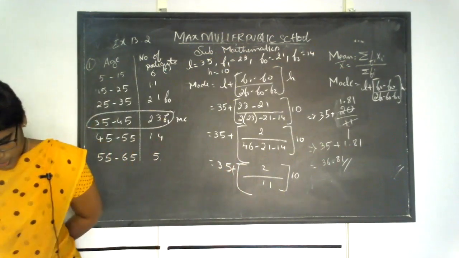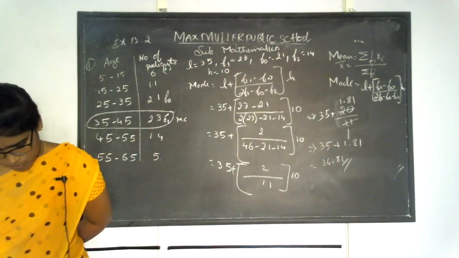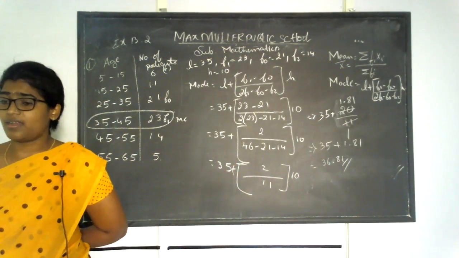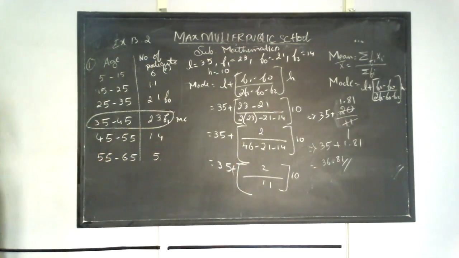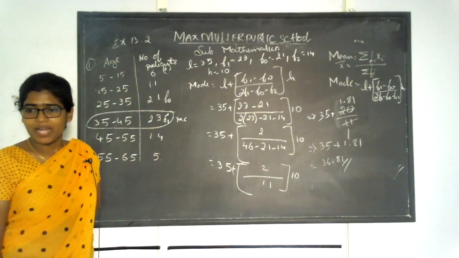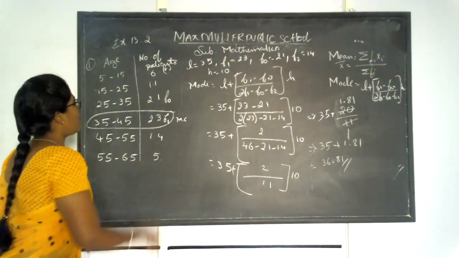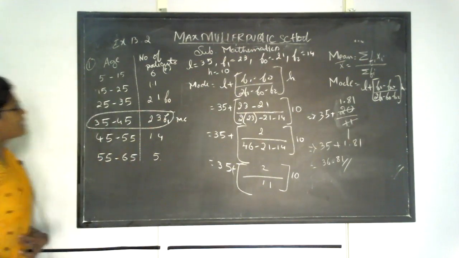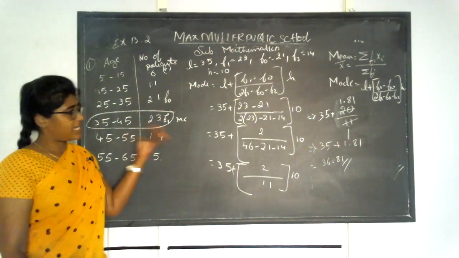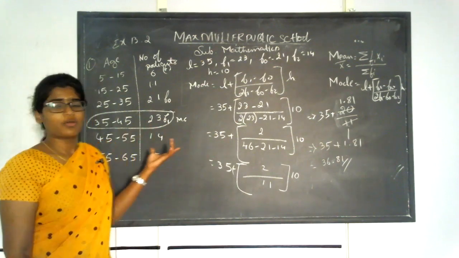Clear? Understood? Any doubts? Then what have they told? Find the mode and the mean for the following data. So you are going to find not only the mode, you are going to find the mean also. How are you going to find the mean? You know, right, how to find the mean? You are going to add these completely, then find the x. What is that? Sigma Fi Xi you are going to find. What is Xi?